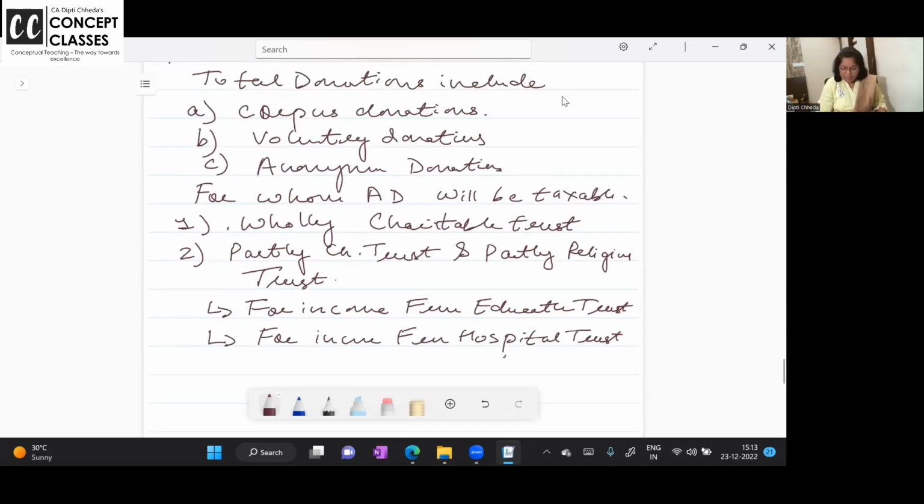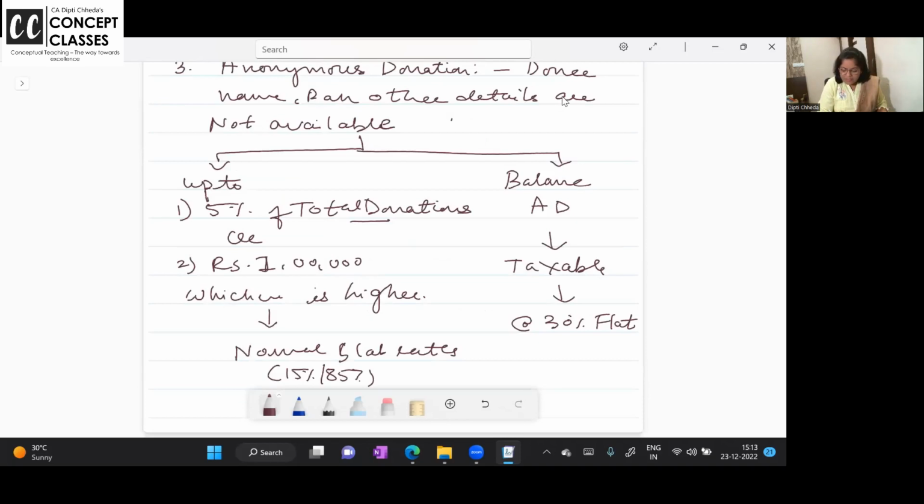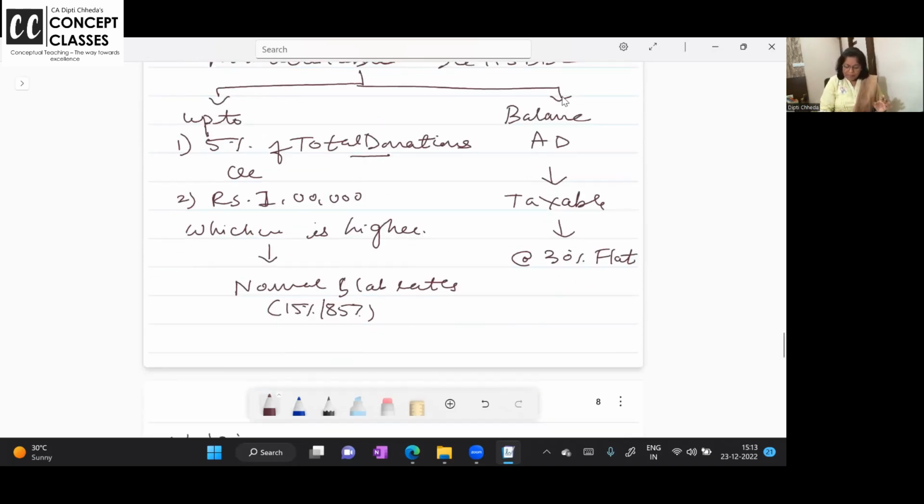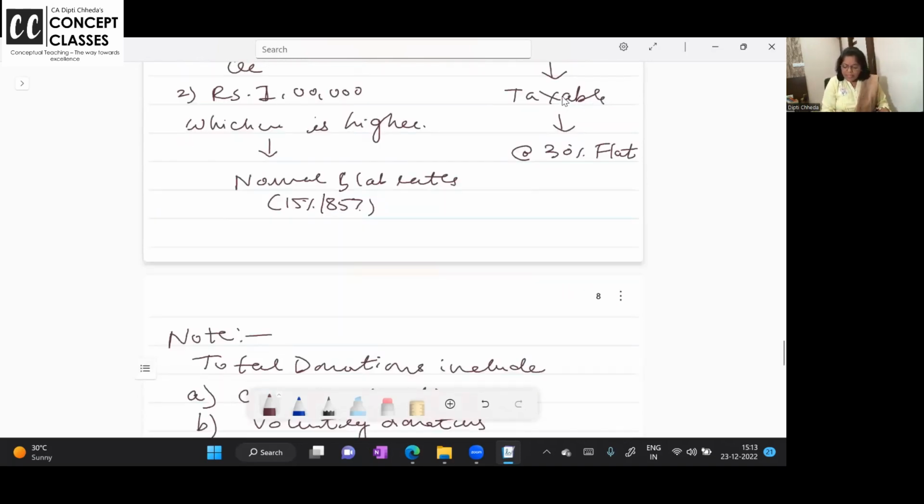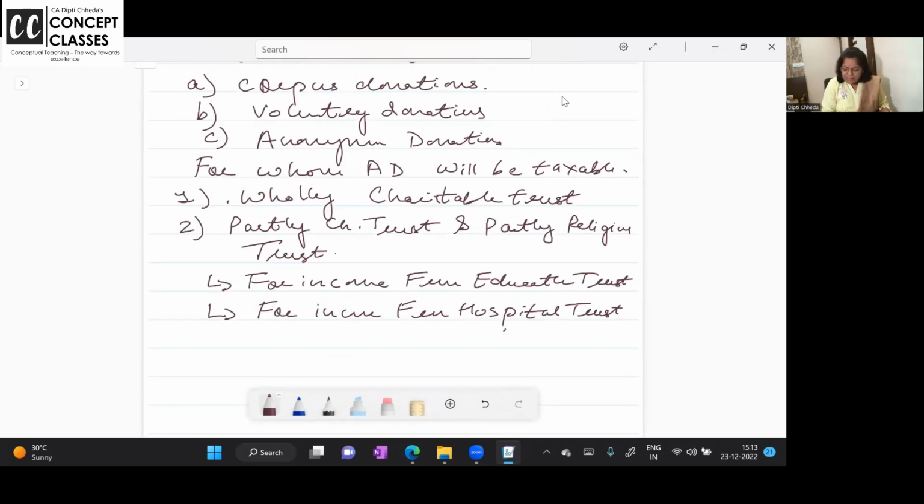I missed the name of this section. This is section 115BBC. Go up and write down, it is applicable. So for whom anonymous donations will be taxable, and section 115BBC applicable.